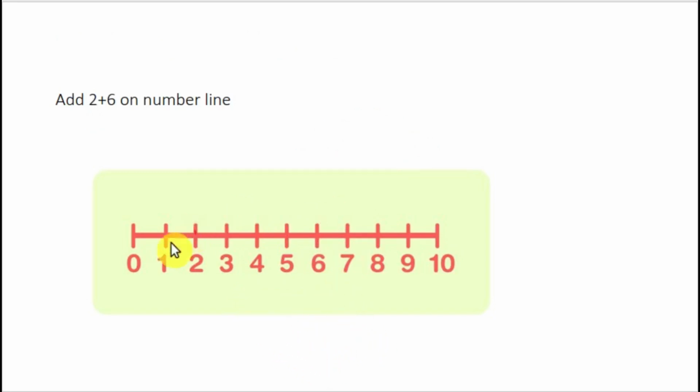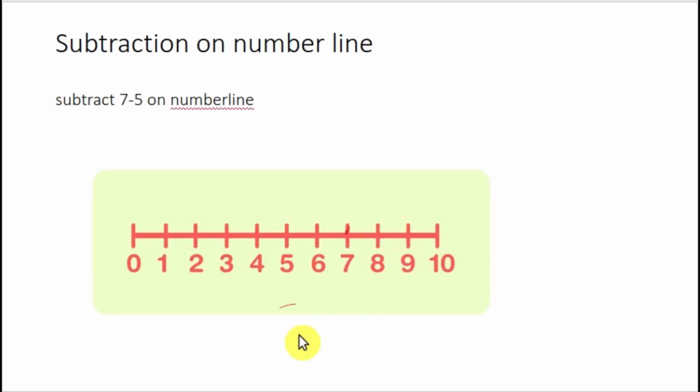Understood? Next, one more. 2 plus 6 on the number line. We have to go to 2 and move 6 times. 1, 2, 3, 4, 5, 6 times we have to move. So, what is the answer? 8. Okay. Next. 4 plus 5 on the number line. First, we have to go to 4. We have to move 5 times. 1, 2, 3, 4, 5 times. So, 4 plus 5 equals 9. Understood? This is the method of adding.